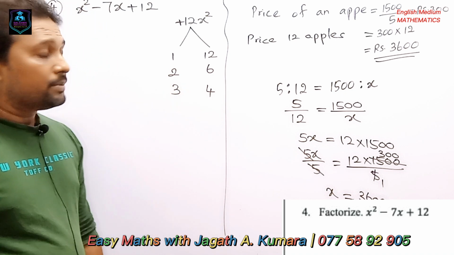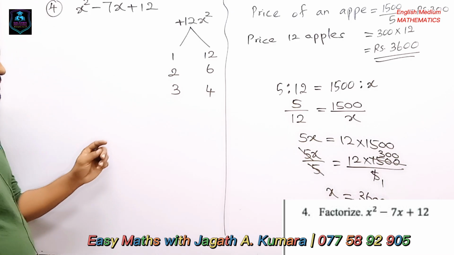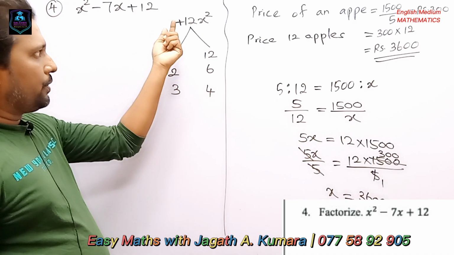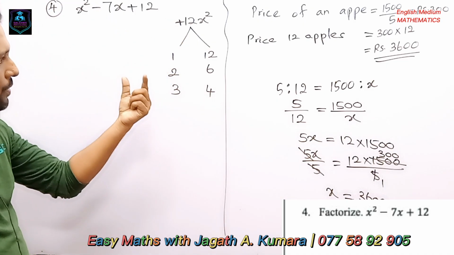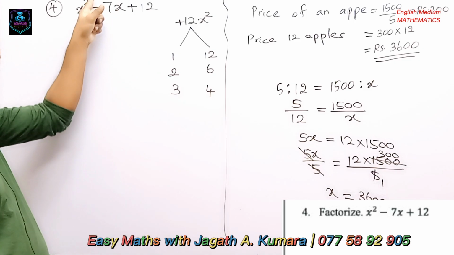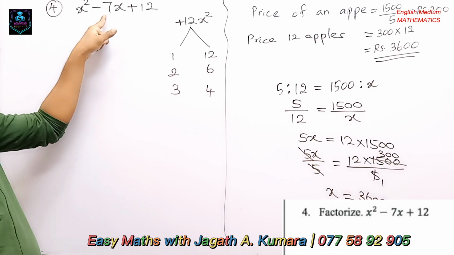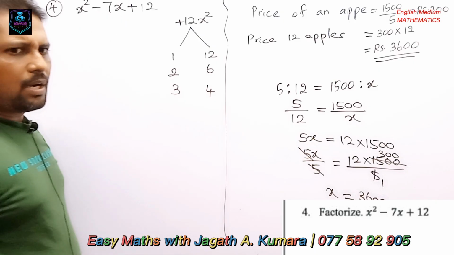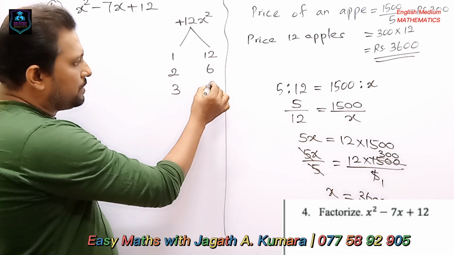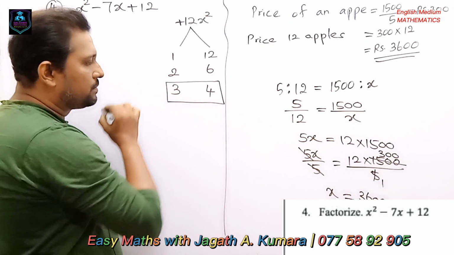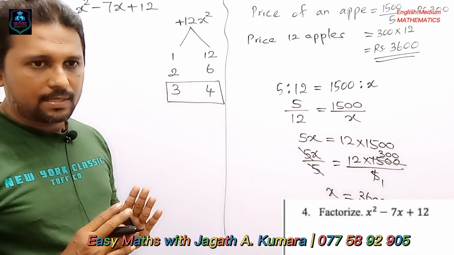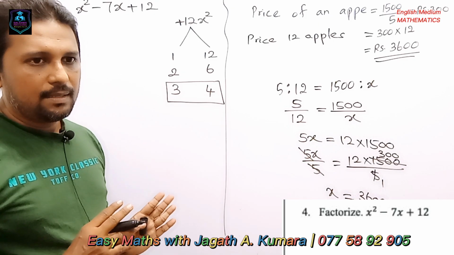Then what can you do? When you multiply these two factors, the answer should be 12. Also when you add these two factors, the answer should be this one. What is the coefficient of the middle term? 7. So by using which terms can you get 7? 3 and 4. So what are the suitable factors for this question? 3x and 4x, right? The suitable factors are 3x and 4x.